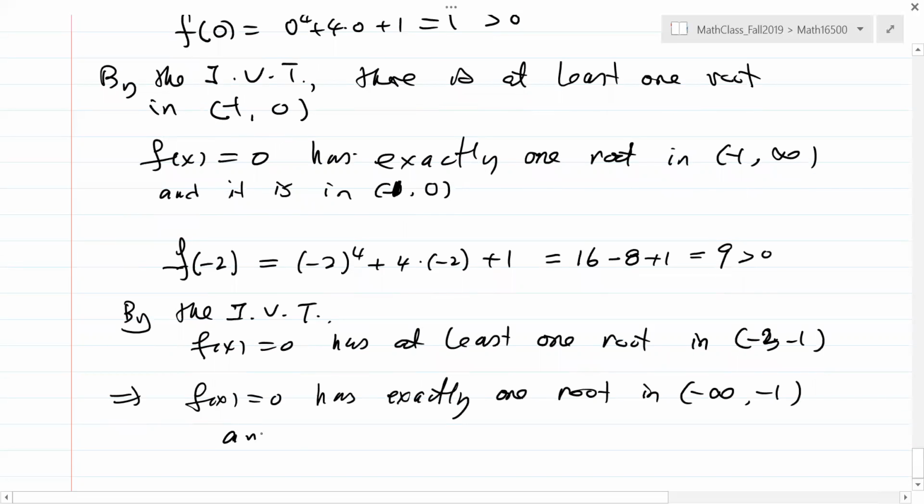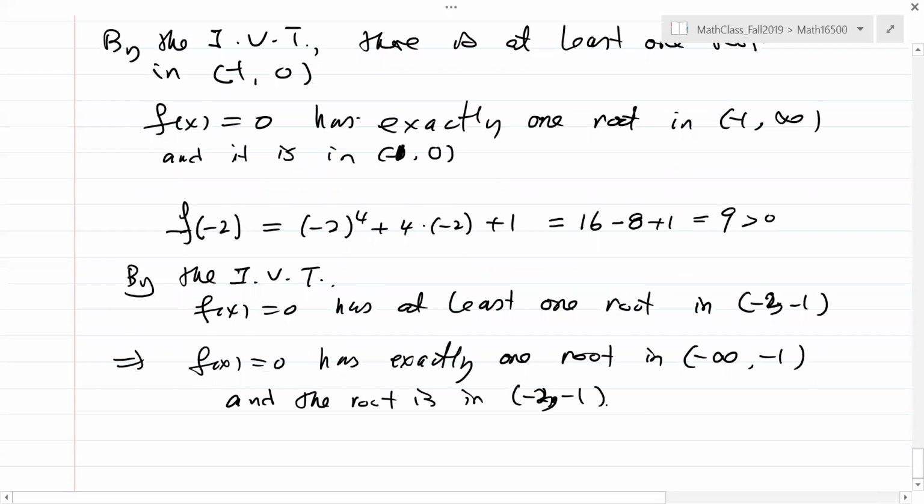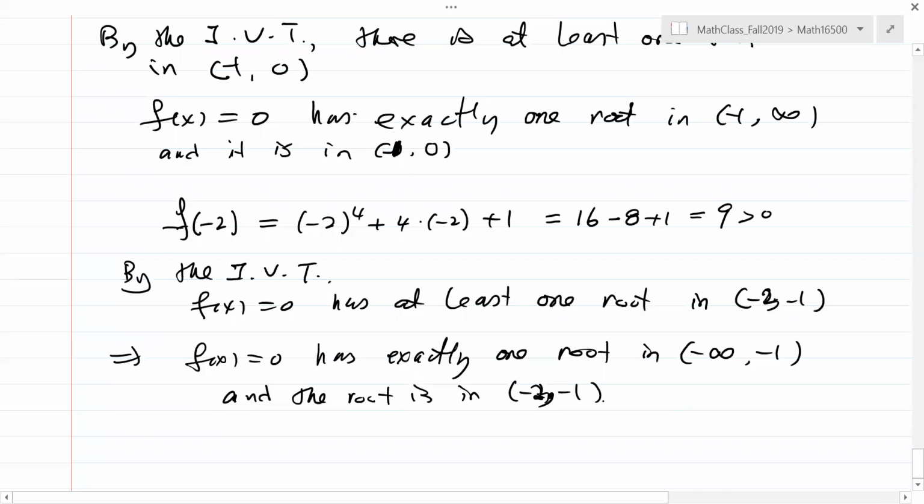And the root is in this interval. We can get a better estimate. Okay. So the intermediate value theorem and the mean value theorem combined can tell you exactly how many zeros there are in an interval, okay?